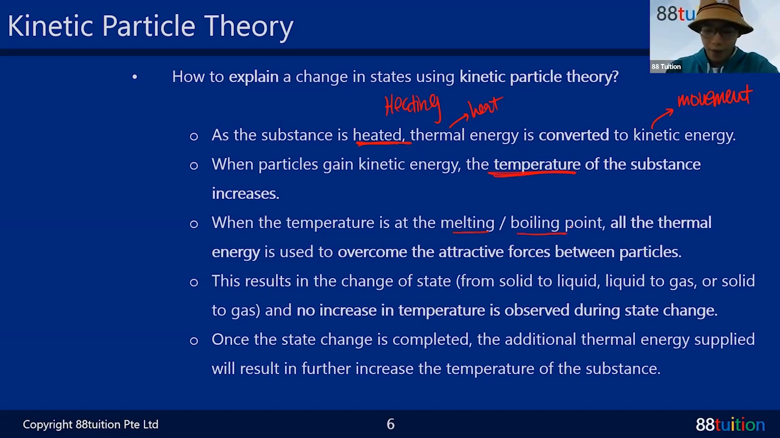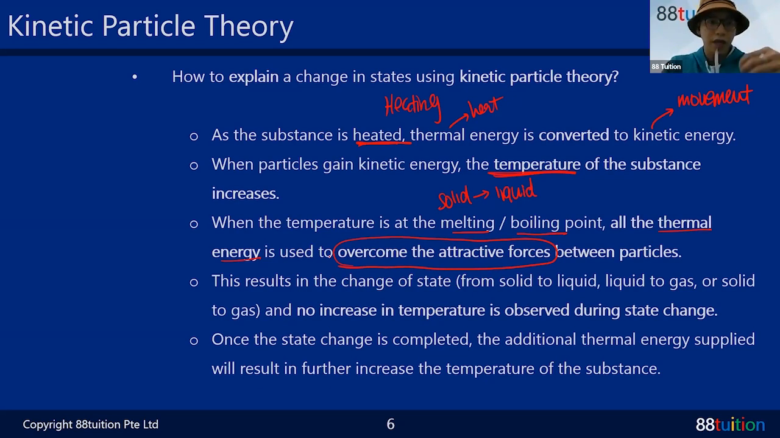Okay, then what will happen? For example, when looking at melting, the substance is solid. Now we continue to heat this solid at its melting point. Instead of converting the thermal energy to kinetic energy, the thermal energy is now used to overcome the attractive forces. Because imagine you try to pull apart two things that are threaded together, you need to put in energy also.